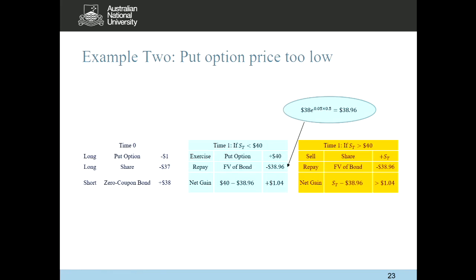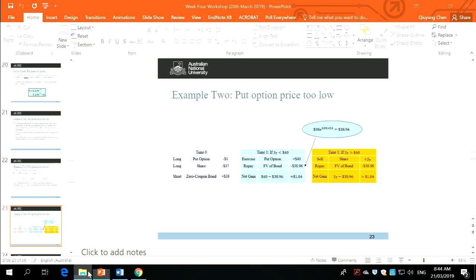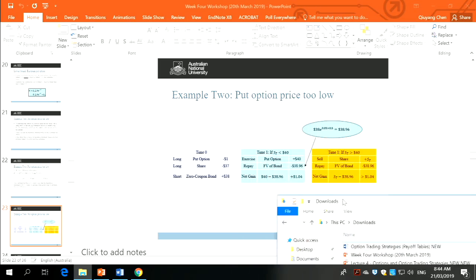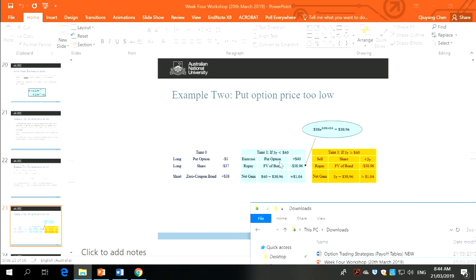All right, so let's do that. Again, today we're going to set up the portfolio. We short zero coupon bonds and we get $38. All right? And then we spend $1 on the put option and the remaining in shares. Okay? In 1 year's time, there could be two situations: the share price finishes lower than the strike, or the share price finishes higher than the strike.